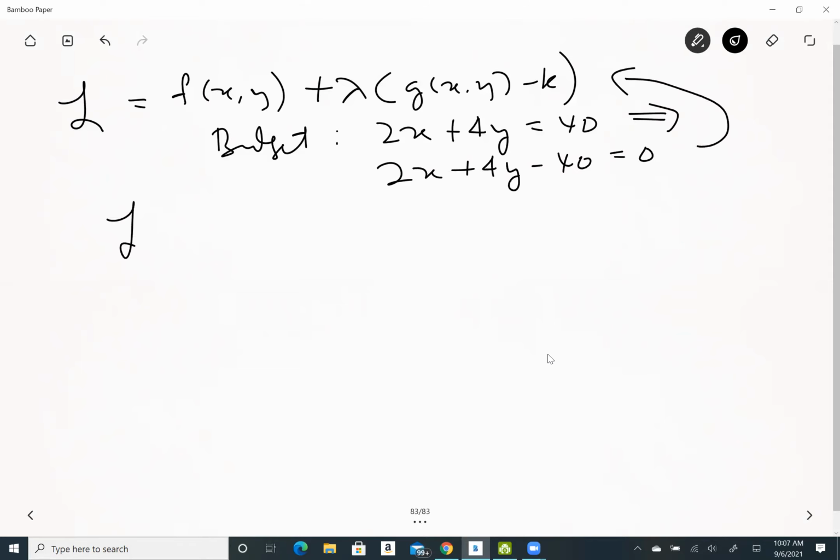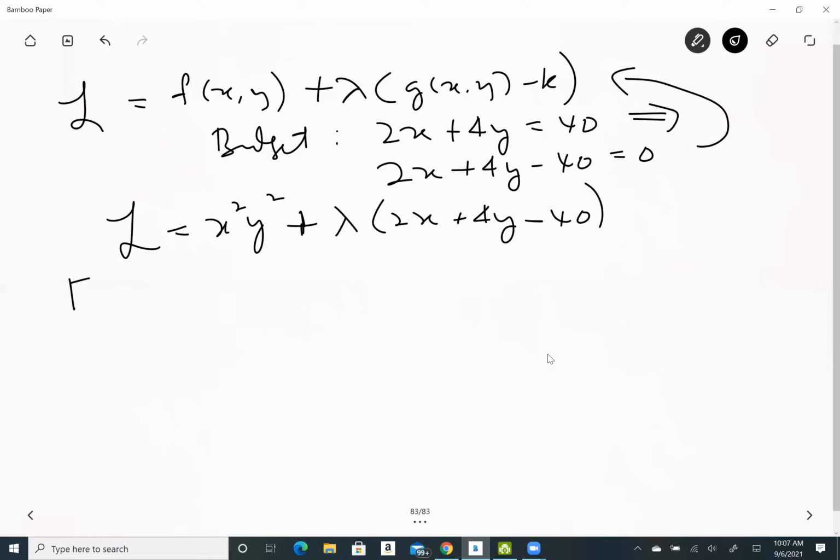So our Lagrangian is equal to, you're given the budget line and also the utility, x squared y squared, plus lambda multiplied by 2x plus 4y minus 40. Okay, so that is the Lagrangian function.